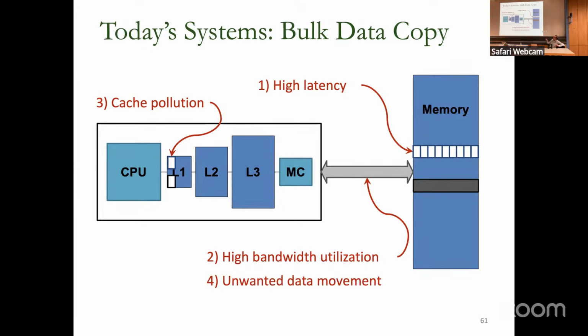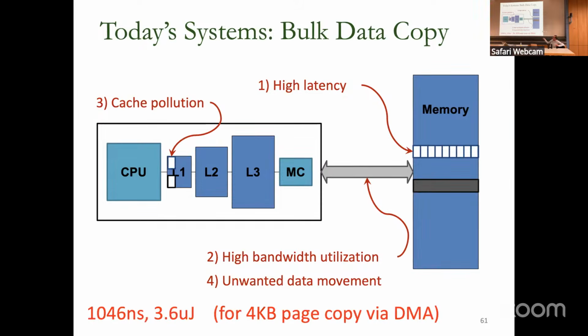And that causes a lot of unwanted data movement, because if you don't reuse the data, imagine you initialize a 1 terabyte database, right? Your entire memory, let's say, almost. You basically go through the entire terabytes. There's no reuse that you have over there. Okay, so today, if you do a 4 kilobyte page copy via the direct memory access engine without going through the memory hierarchy on the CPU, it's about 1,000 nanoseconds and 3.6 microjoules in memory.